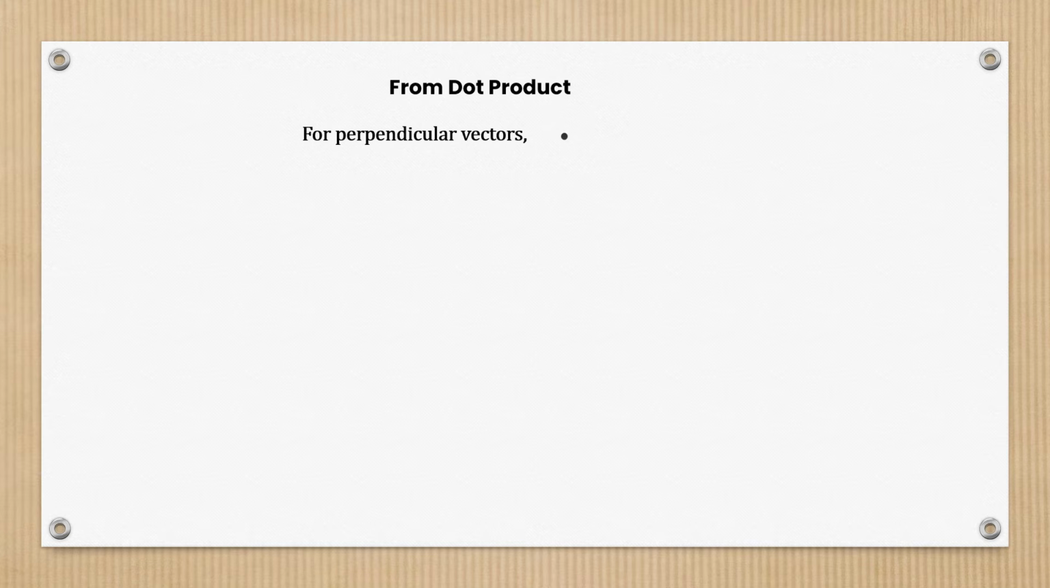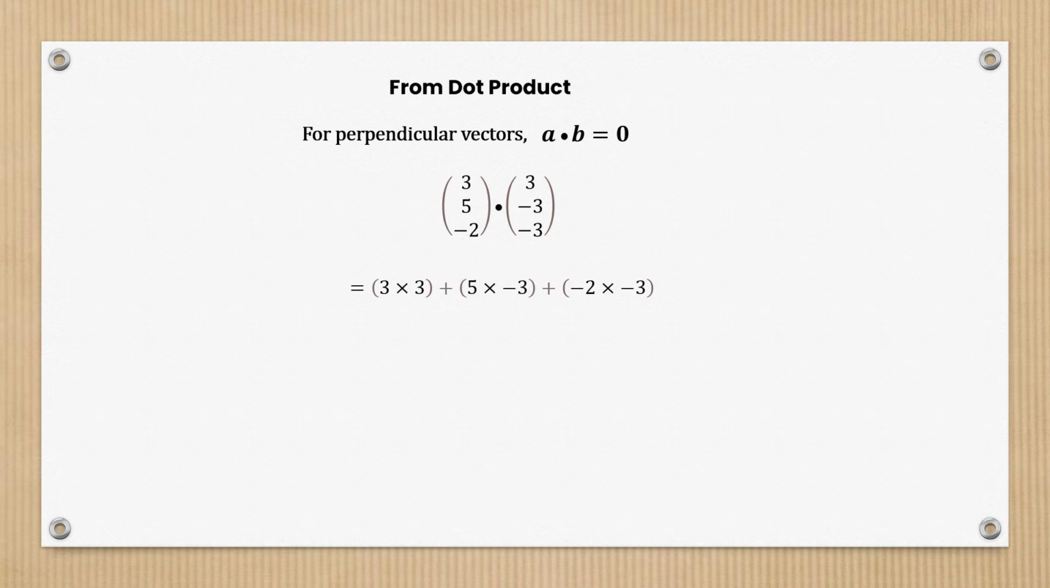From dot product, it's very clear that for perpendicular vectors, the dot product should be equal to 0. So we take those two vectors and expand them. 3 times 3 is 9, 5 times negative 3 is negative 15, and negative 2 times negative 3 is 6. So when you sum these up, we have 0, and therefore this proves that vector A is perpendicular to vector B. So these two vectors are perpendicular to each other. I personally would use the dot product way if I wanted to prove this, but I hope this makes sense.